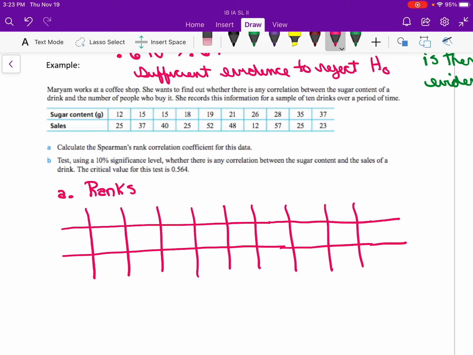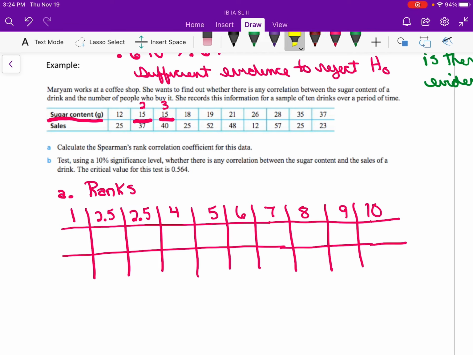Okay, now something here that we need to talk about. If we look at our sugar content, so we're looking at this very first line, we have 12, which is definitely our lowest, but then we have 15 and 15. So this would normally be ranked 2 and 3, but since they're equal, you average 2 and 3, and this will be ranked 2.5, and this will be ranked 2.5. Okay, so we've used up 2 and 3, so then this will be 4, 5, 6, 7, 8, 9, 10. Those are all in order, which is nice.